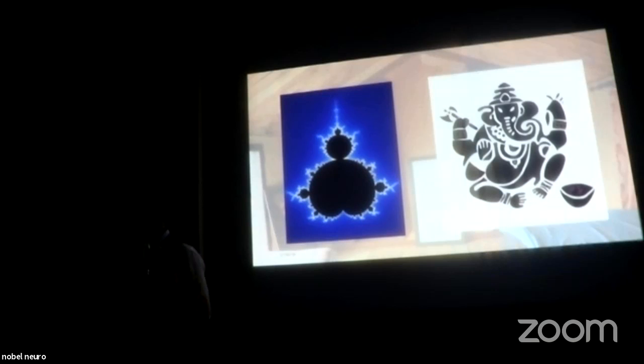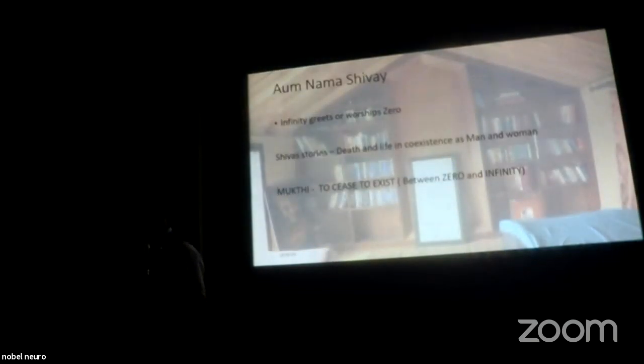And you know what Shiva means in Sanskrit? What does it mean really? Zero. Zero and infinity are the greatest concepts. Whatever we do, we are always between these two. Zero and infinity. So literally, Om Namah Shivaya is not a religious chant. Om is infinity. Namah means worships. Shiva means zero. Om Namah Shivaya actually means infinity greets or worships zero.